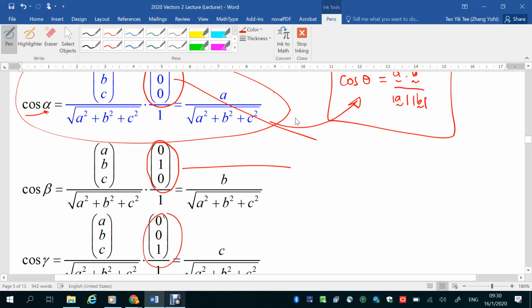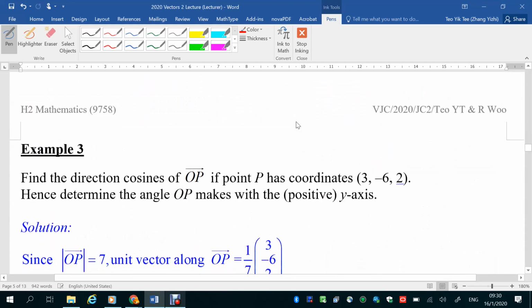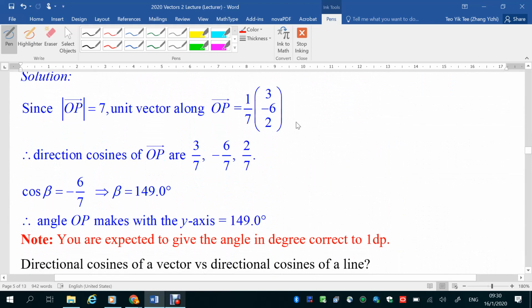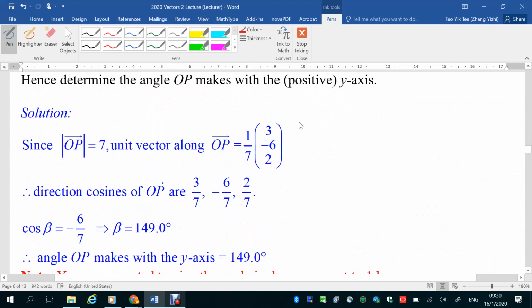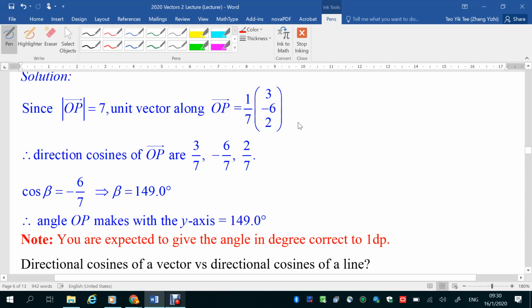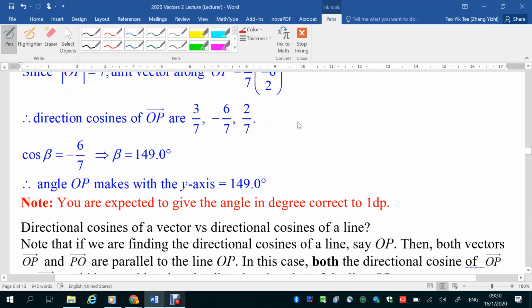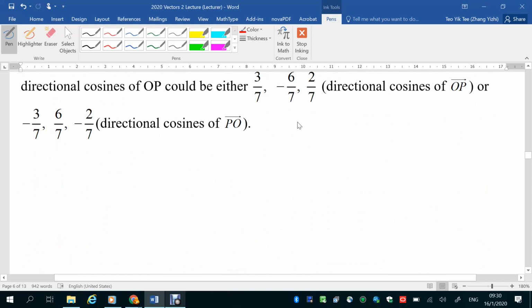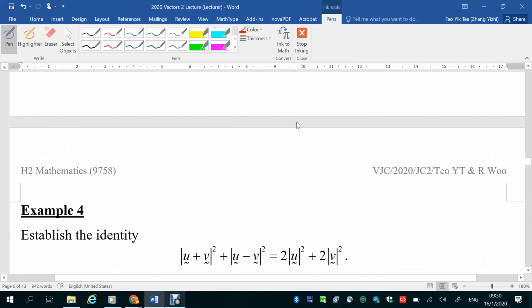Last lesson I also finished up your example 3, in which you were to find the various directional cosines. Seriously, not to worry too much about directional cosine. Since its introduction into your current syllabus, we have not seen an A-level question on directional cosine, because it is rather trivial and there isn't much application. So I don't want to spend too much time on this. Let's go to the next example, which is more important.